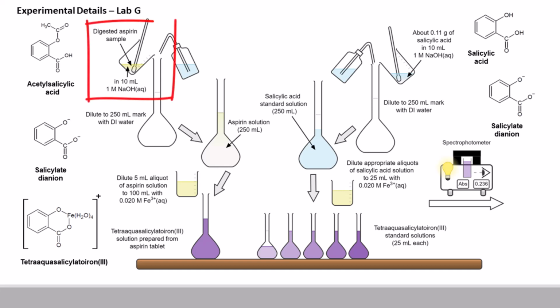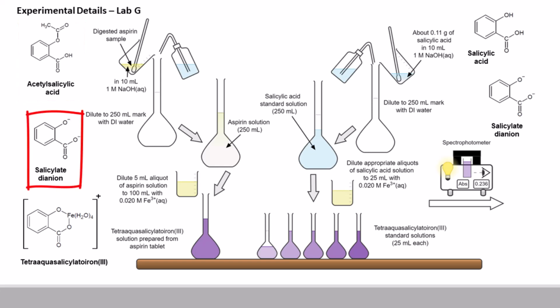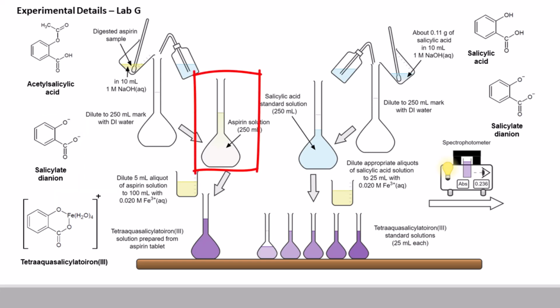A single aspirin tablet is digested in 10 milliliters of 1 molar sodium hydroxide. This process converts the acetylsalicylic acid to the salicylate dianion in a 1:1 mole ratio. This solution is diluted to a final volume of 250 milliliters with deionized water.